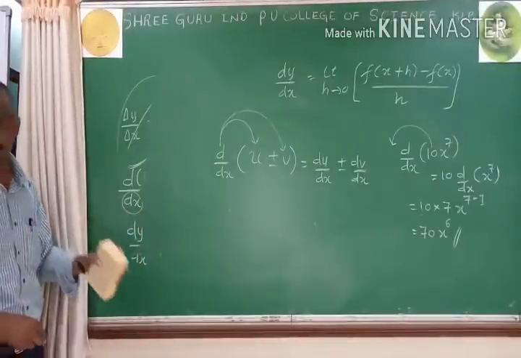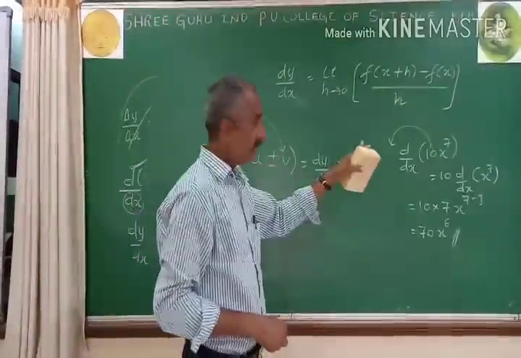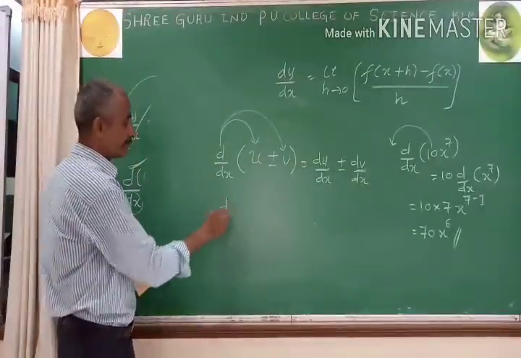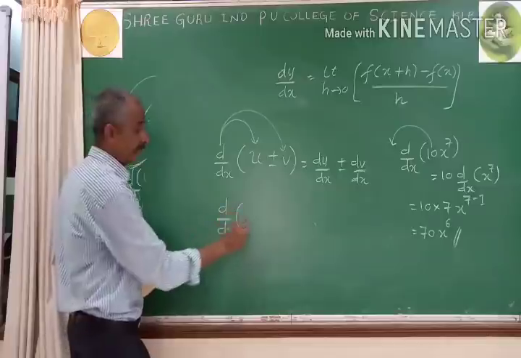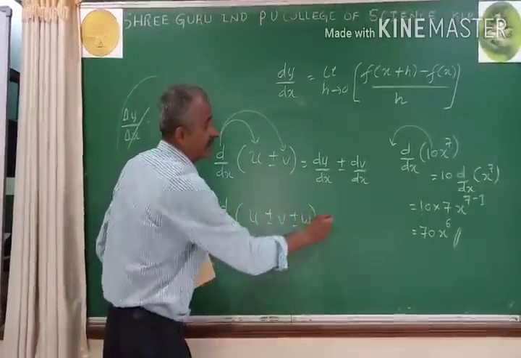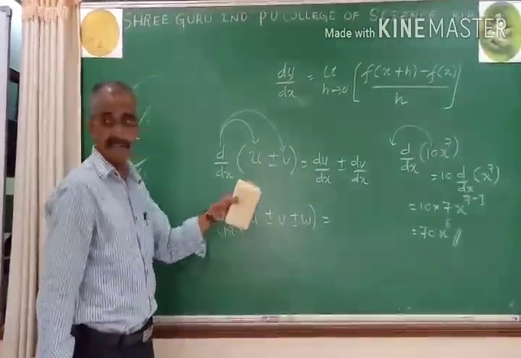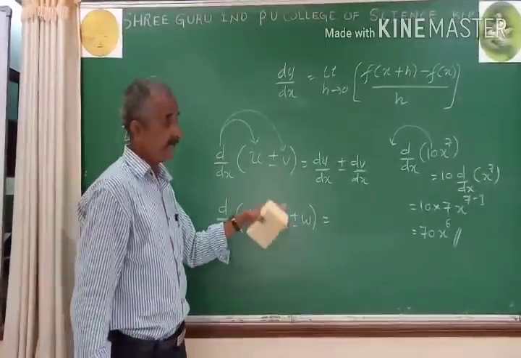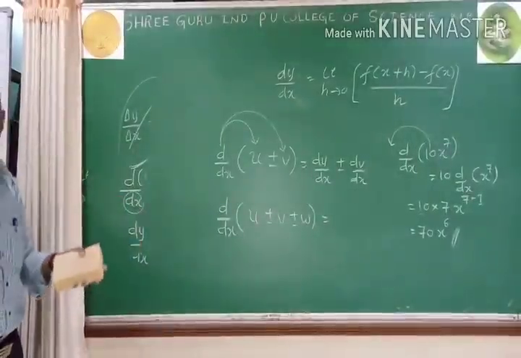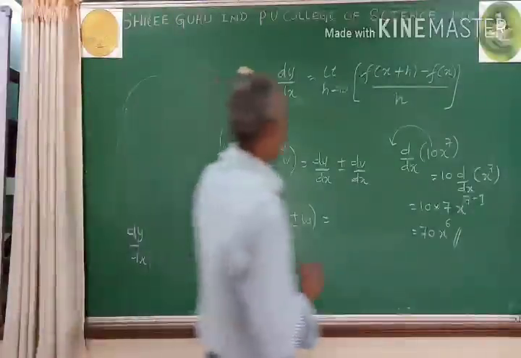What it says is that derivative of sum of functions is equal to sum of the derivatives. Further, this rule can be extendable. Suppose we have d by dx of u plus or minus v plus or minus w. Now, this rule is given by du by dx plus or minus dv by dx plus or minus dw by dx. Hence, this rule can be extendable for any number of functions. In general, it is called by the name sum rule.